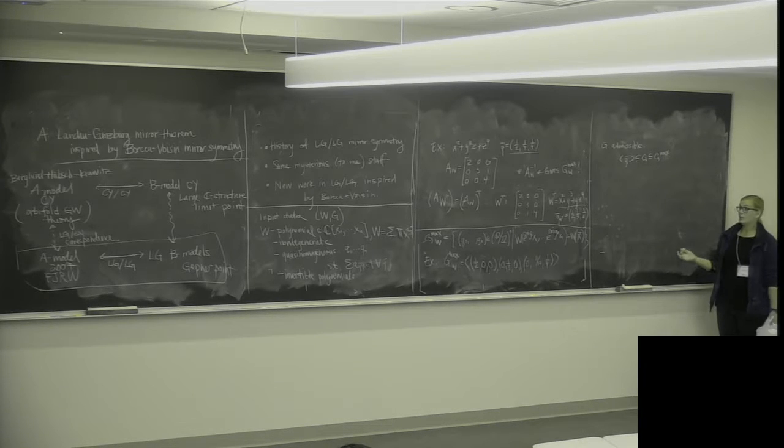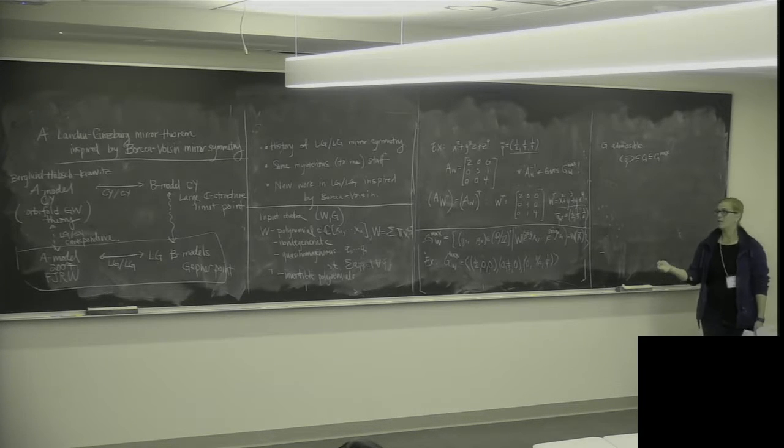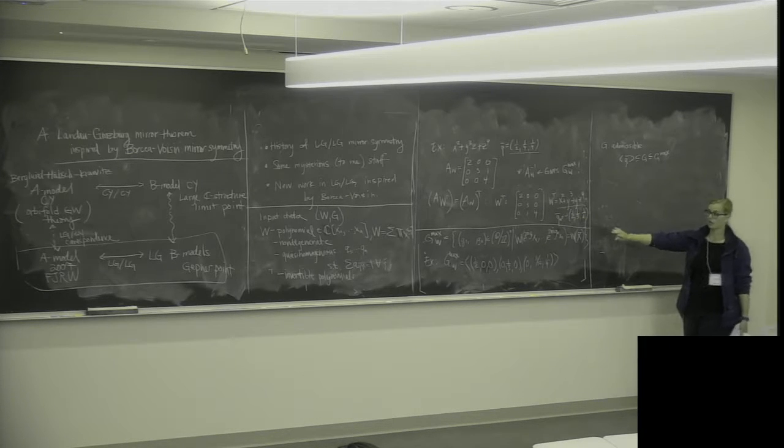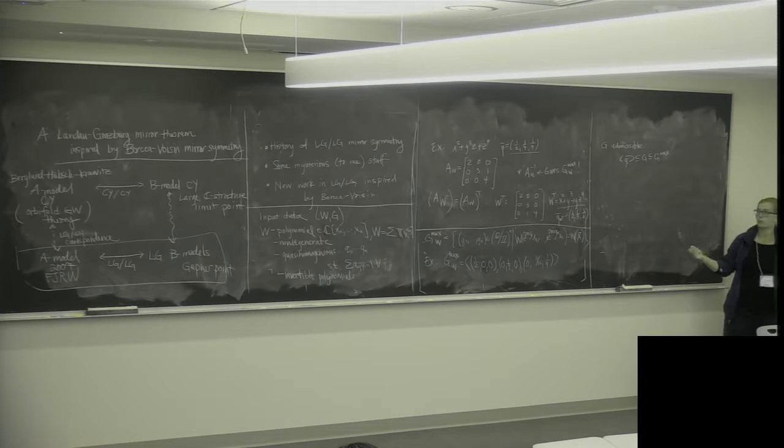Okay, so I'm almost done just defining the input data. I did define W and G, the possible polynomials and groups you could pick, but then I've only defined half of the dual set of data that you would pick once you pick W and G. So I need to now tell you how to find the transpose group, which is sort of fun.